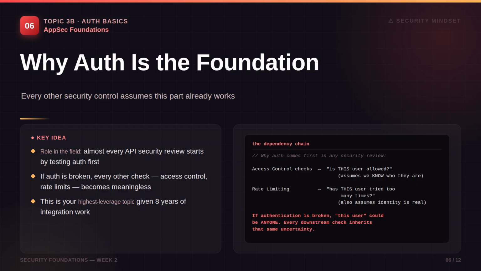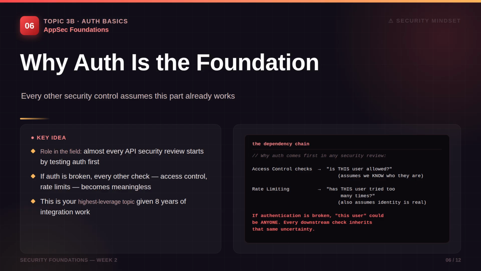Rate limiting similarly asks, has this particular person already tried too many times? But again, that requires confidently knowing it really is the same person making repeated attempts, rather than, say, an attacker freely generating brand new identities to sidestep any per-person limit entirely.